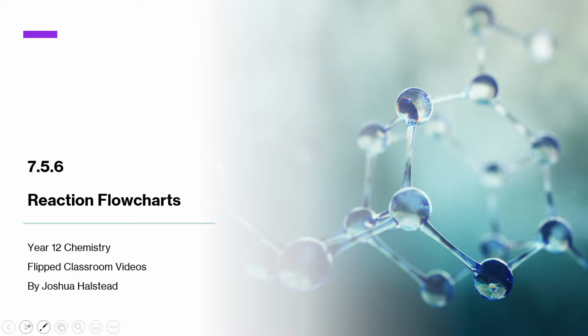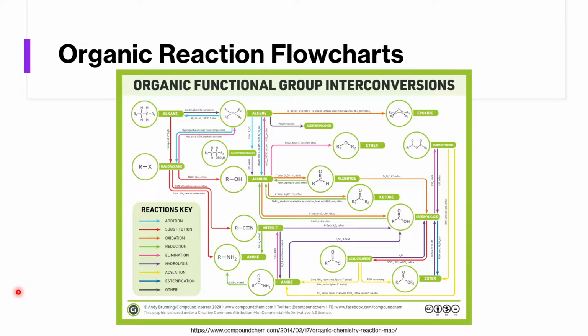The main aim of this lesson is to bring together a lot of what we've learned with our organic chemical reactions. We can take all these reactions and begin to construct flowcharts which show the progression of organic chemicals from one species to another. Let's get into it.